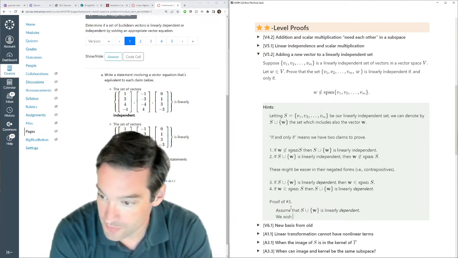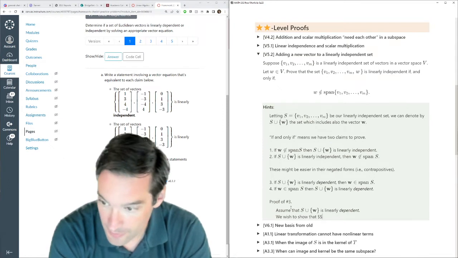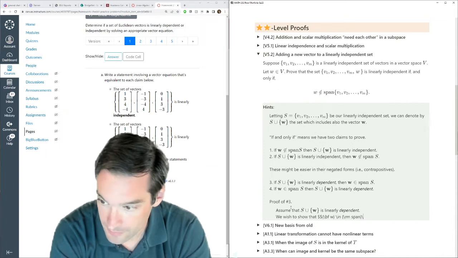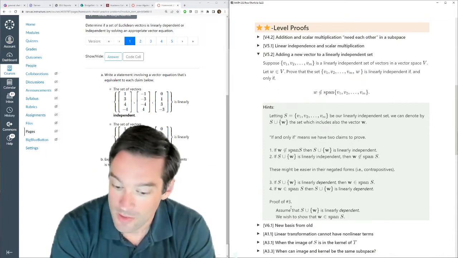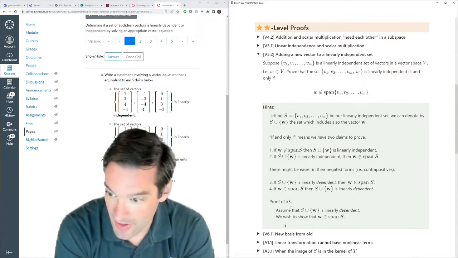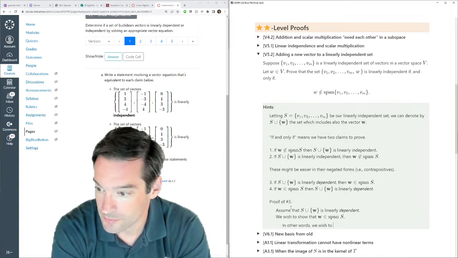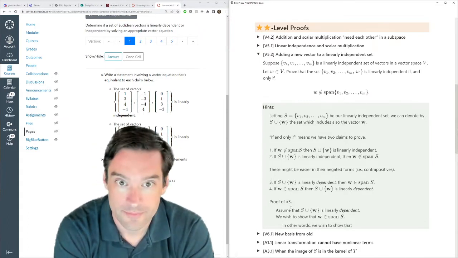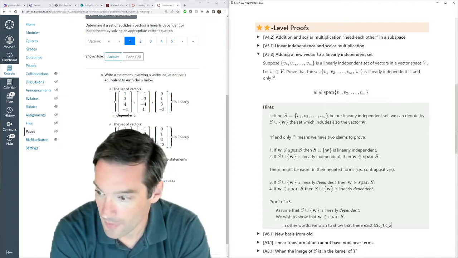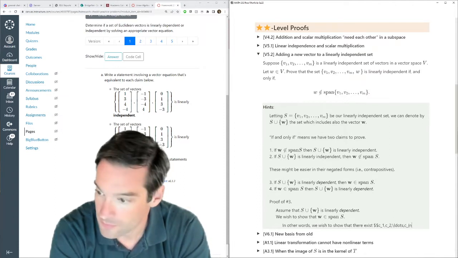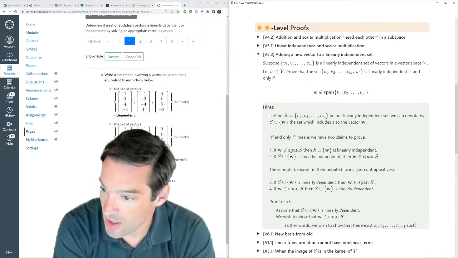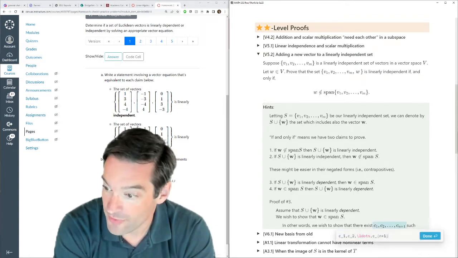We wish to show that W belongs to the span of S. Okay. So let's unpack that. What does it mean for W to belong to the span of S? There exists a linear combination such that that linear combination equals W. Yes. So there exists a linear combination of, in this case, the vectors of S, of which there are a total of m, right?